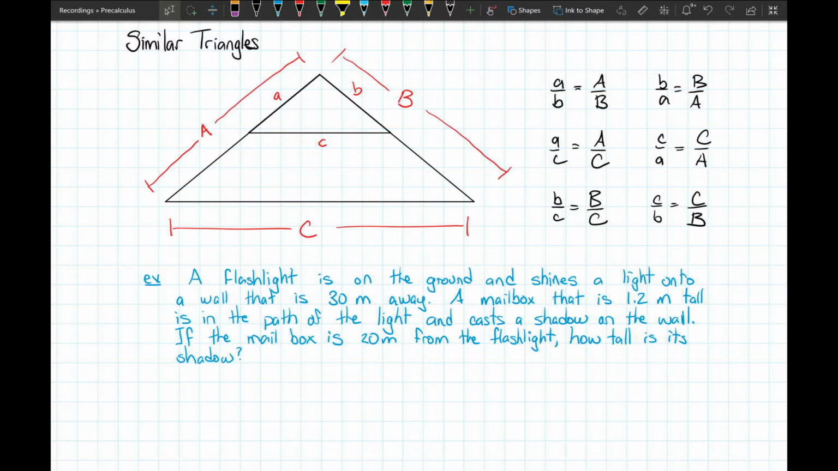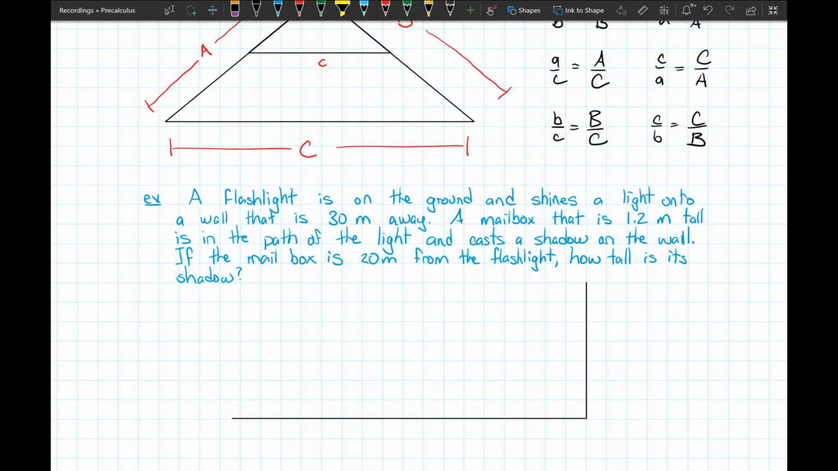If the mailbox is 20 meters from the flashlight, how tall is the shadow? Okay, that gives us some more distances, but we're not going to be drawing anything else additional there. We can just imagine having a box placed between the flashlight and the wall. So let's see what that might look like. Now it's up to you whether you want the wall on the right or on the left.